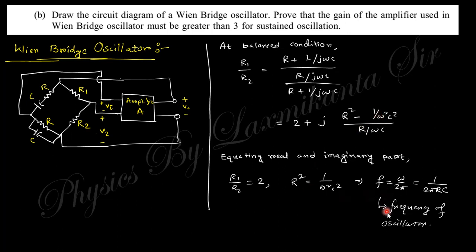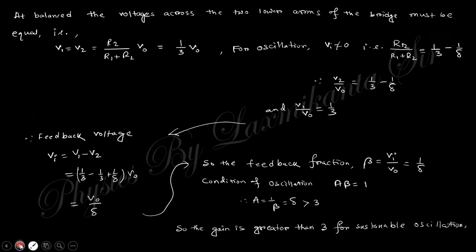So from this equation, you will get the frequency of the oscillation. And at the balanced condition, the voltage must be equal to this one. For oscillation you will get this relation, and the feedback voltage gain will be like that. So the feedback fraction beta equals 1 by delta. From the oscillation condition, A beta equals 1, so A equals 1 by beta, which is delta, which is greater than 3. So the gain must be greater than 3 for stable oscillation.